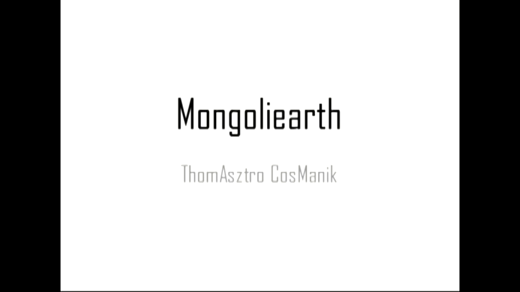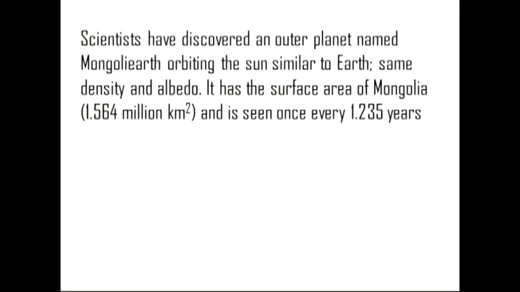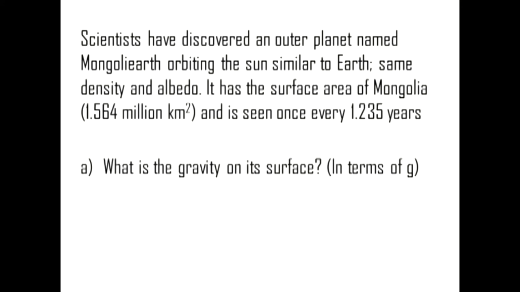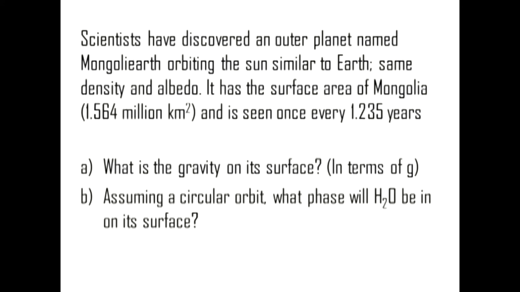Its name is Mongoliearth. In this problem, Mongoliearth is an outer planet which is identical to Earth in terms of density and albedo. Its surface is 1.564 million kilometers squared and is seen every 1.235 years. In this problem, we are tasked with finding its gravity on its surface in terms of g, or gravity of the Earth, and the phase where H2O will be on that planet's surface, given that it has a circular orbit and its temperature is homogeneous throughout its surface.